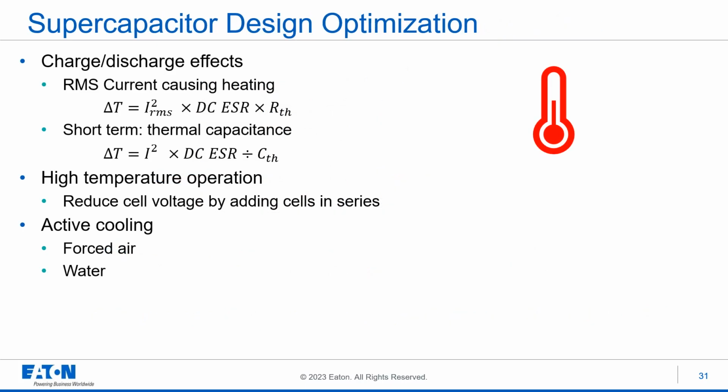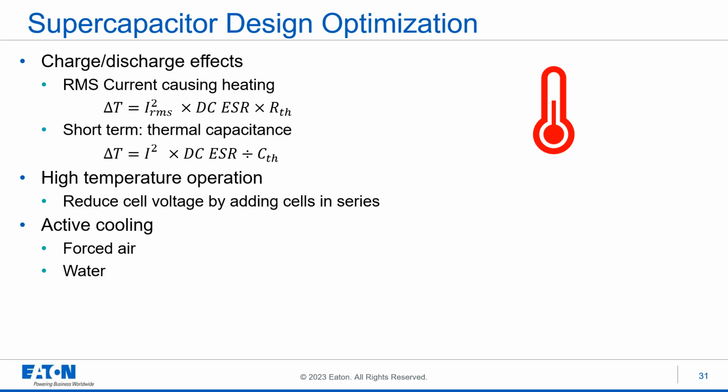Some other factors which can affect your design are primarily temperature related. Self-heating from frequent high current charging and discharging can drive the temperature of the cell up. Normally we're only concerned about longer term effects which can affect the lifetime, so we use the RMS current. Each supercapacitor has a thermal resistance, RTH, which gives a temperature rise based on the current and the ESR.